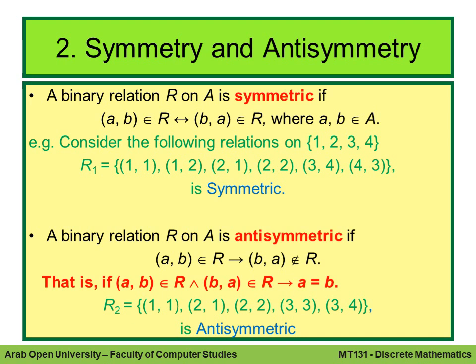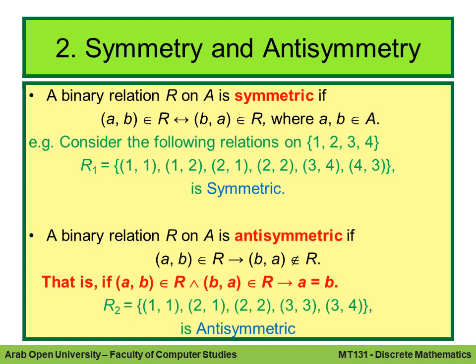Here is an example on the same set that we have used so many times, the set that has the integers 1, 2, 3, 4. R1 is a relation that's symmetric: for each ordered pair, if (a, b) is in the relation, then (b, a) is also in the relation. You have to check each ordered pair, but the relation is symmetric. The other property is called antisymmetric, and the condition for that is that if (a, b) is in the relation, then (b, a) is not in the relation. If a is related to b, then b is not related to a.